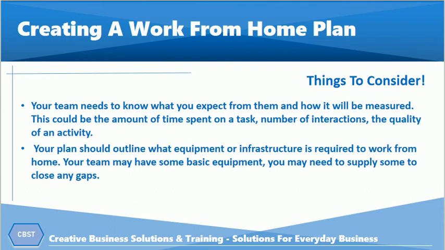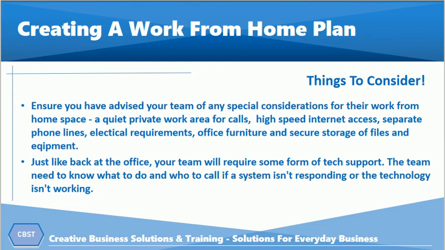You should also make sure that you outline what equipment and infrastructure is required at home. Any special considerations? Is basic equipment enough? Do they need to have maybe faster internet or a second phone line? And again, do they need a private, quiet workspace for calls? Is there specific office furniture? Maybe a couple of extra outlets might be needed. So all of those things need to be clearly defined depending on what the role is and what the task is that those individuals will be doing from home.